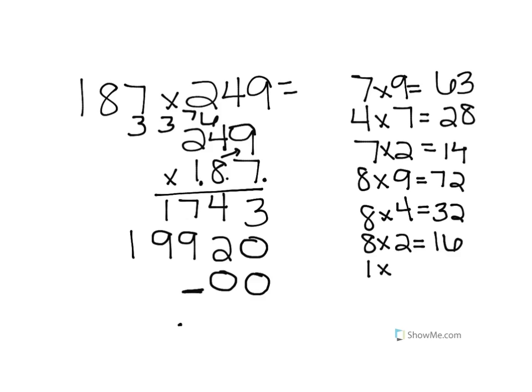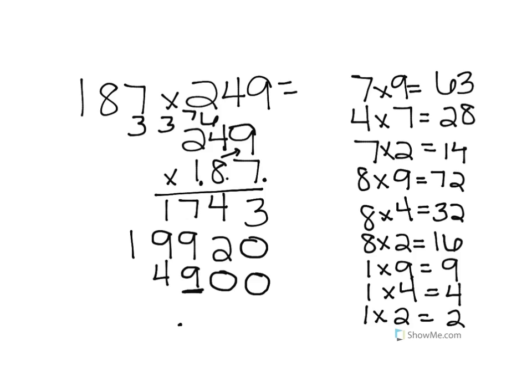So 1 times 9 equals 9. And put that right here because it's actually 900. Then I have 1 times 4 equals 4. And 1 times 2 equals 2. Now, just as before, I'm going to add them all together.